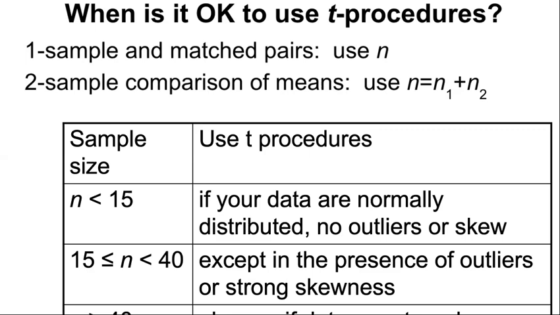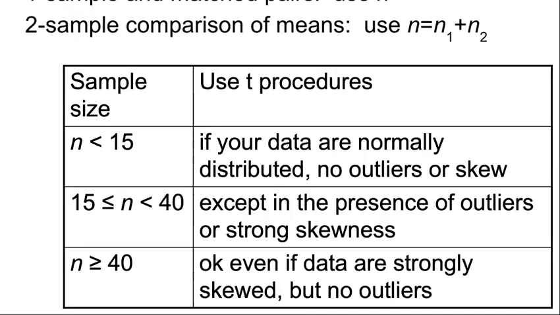and your data is normally distributed, that means there are no outliers or skew to the shape of the data. If your sample size is between 15 and 40, we can use T procedures except in the presence of outliers or strong skewness. If your sample size is greater than 40, it's okay to use the T procedures, even if the data is strongly skewed. But at the same time, there must be no outliers. So keep this in mind.